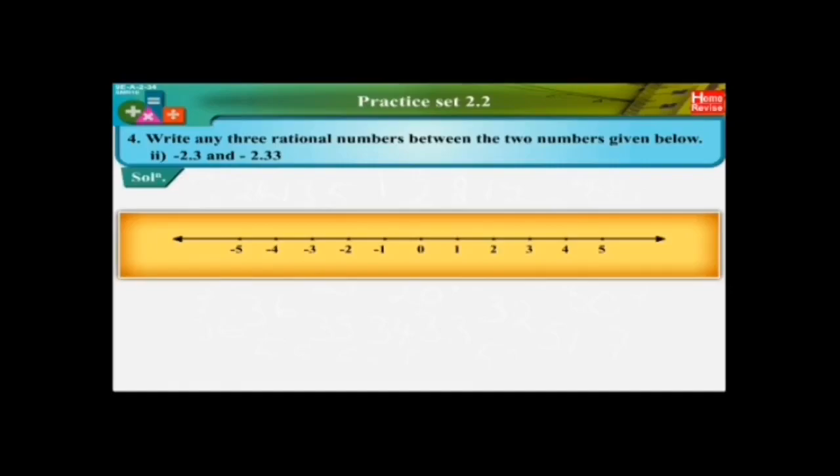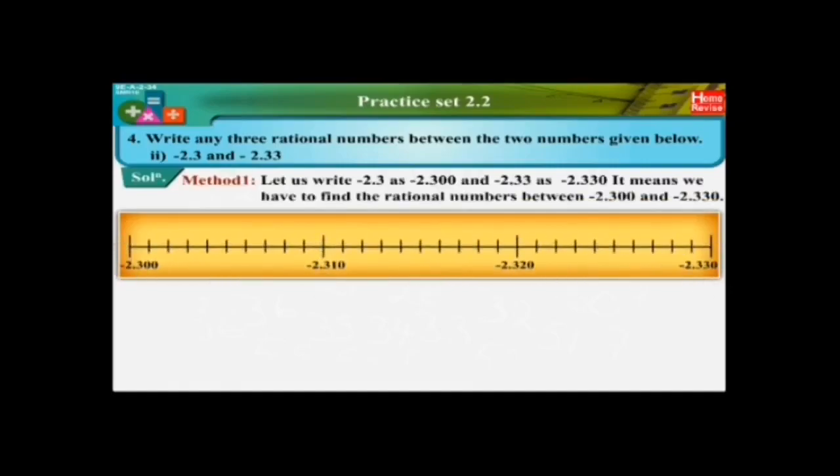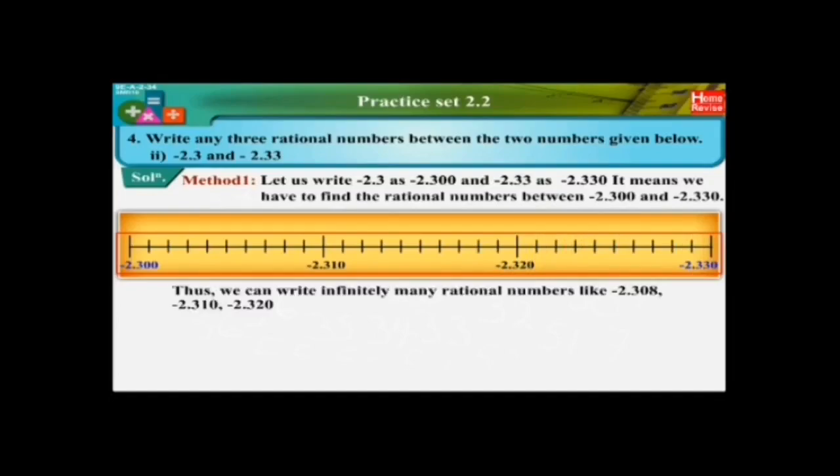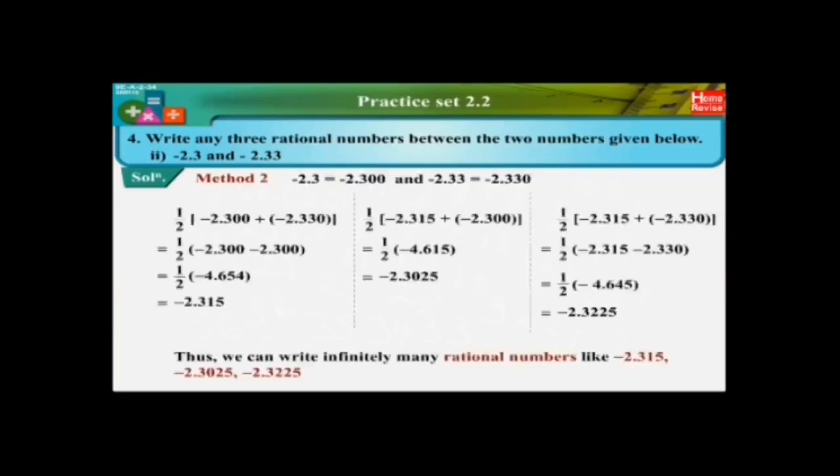Second, minus 2.3 and minus 2.33. Let us write minus 2.3 as minus 2.300 and minus 2.33 as minus 2.330. It means we have to find the rational numbers between minus 2.300 and minus 2.330. Thus, we can write infinitely many rational numbers like minus 2.308, minus 2.310, minus 2.320. And from method 2, you can do it like this.